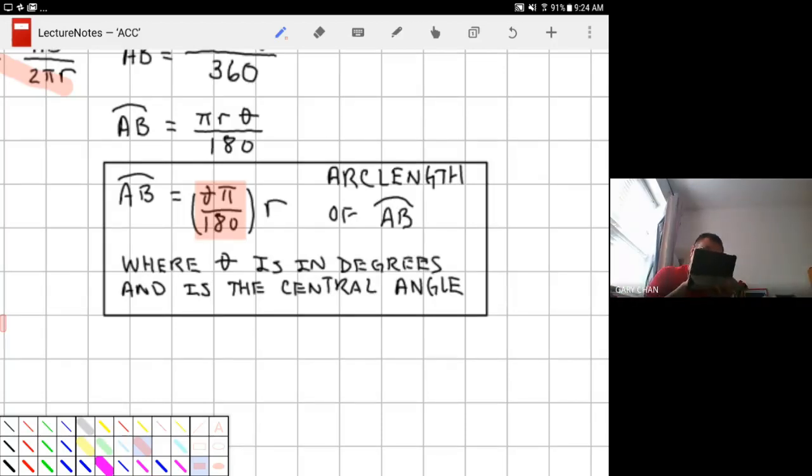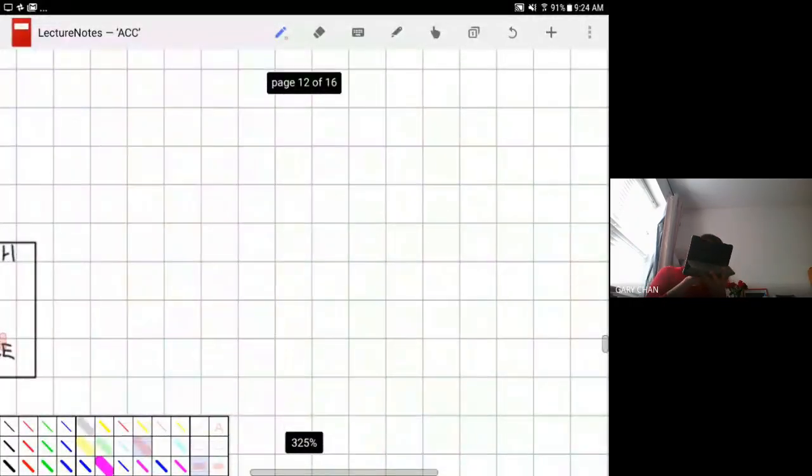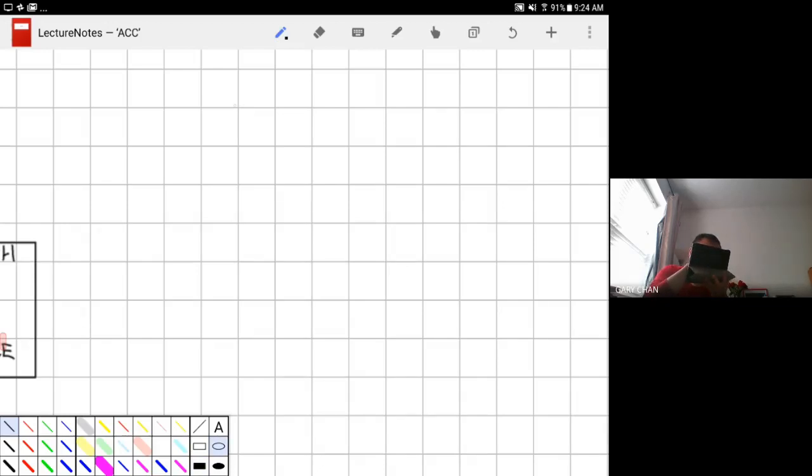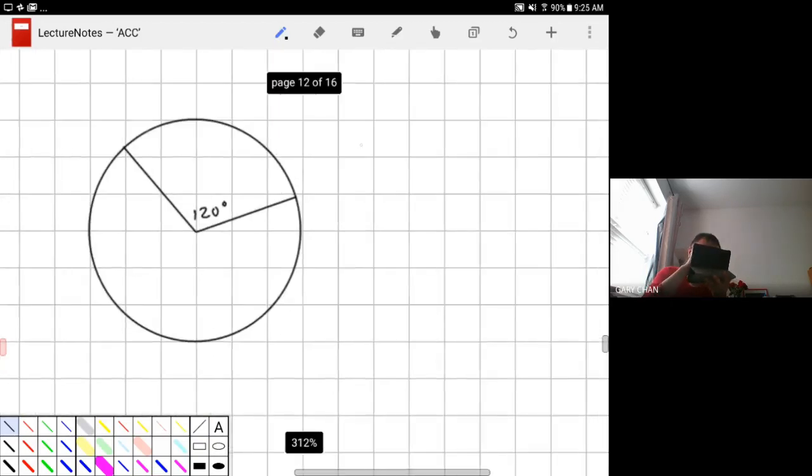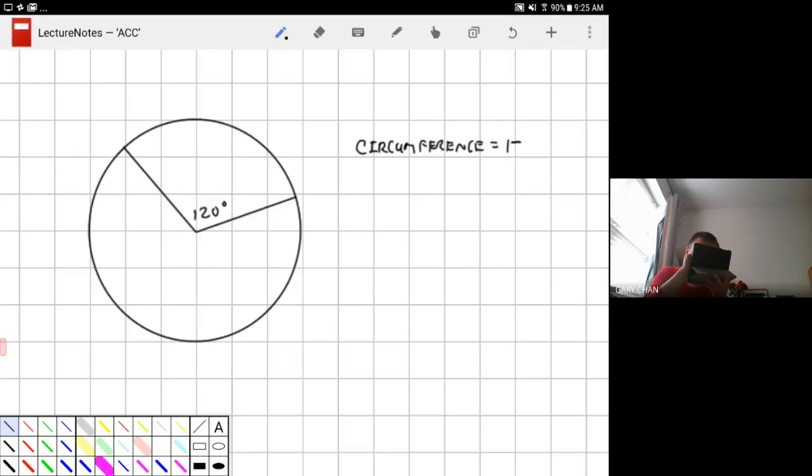So let me just recreate that over here. Question 1 in the Khan Academy assignments, exercises, looks like this. You're told that from here to here is 120 degrees, and the circumference is equal to 18. And we want to find out what is this guy right here.